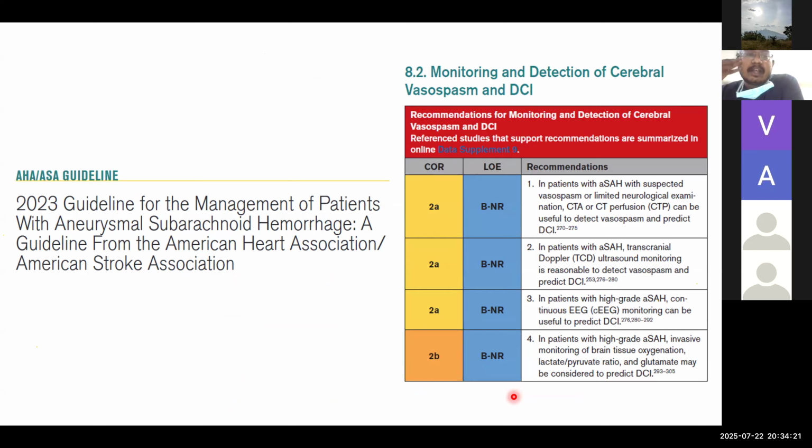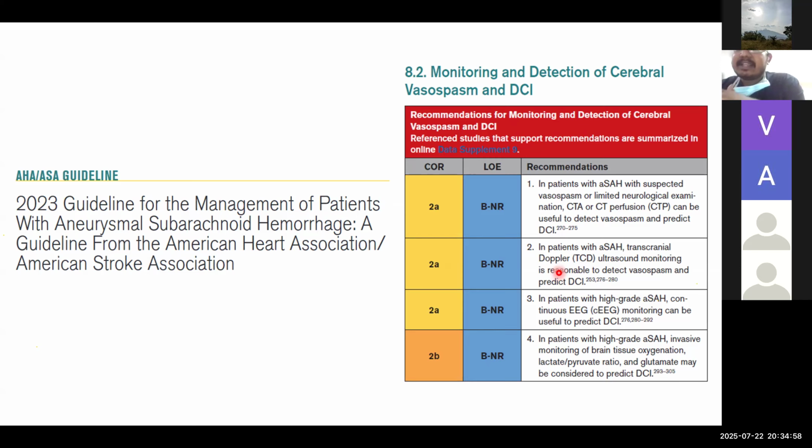This is about the AHA and American Stroke Association guideline, which came out in 2023. It says that there is a two-way recommendation for using transcranial Doppler. They say that it is reasonable to detect vasospasm and predict DCI. So we have a backup from guidelines also that there is a two-way recommendation to use transcranial Doppler, not just in detecting vasospasm but also predicting DCI.